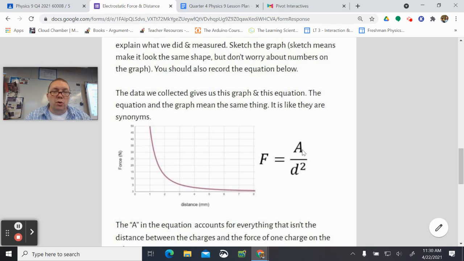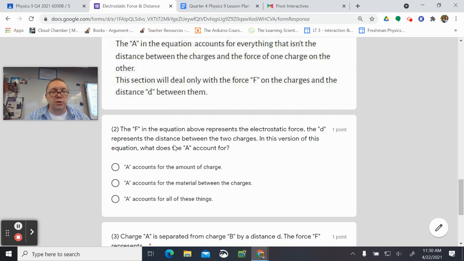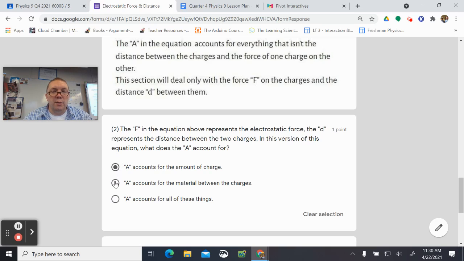So we've got that, and the A in the equation accounts for everything that's not the distance between those two charges. This says, hey, F is force. D represents the distance between the charges. What does the A account for? Well, the A accounts for the amount of charge. The A accounts for the material between the charges. It accounts for both of those. So I'm going to say A accounts for all of those things.